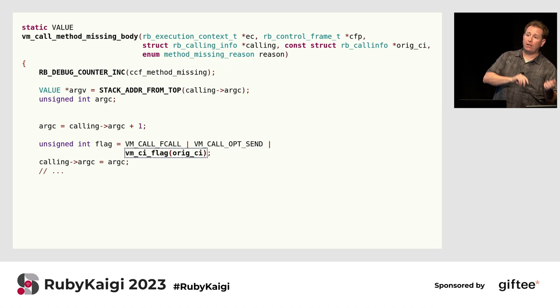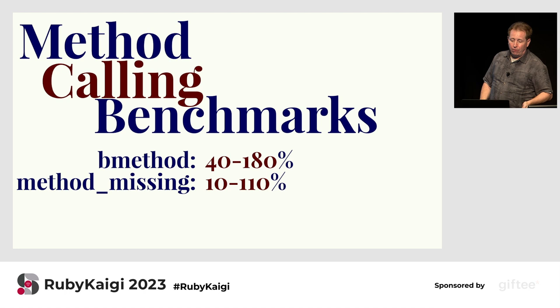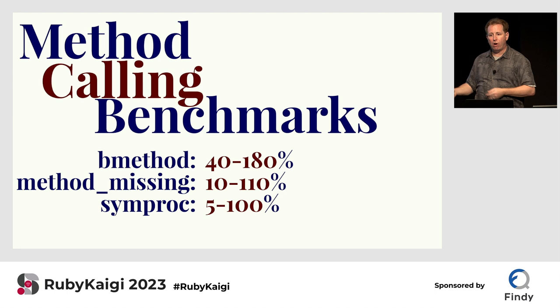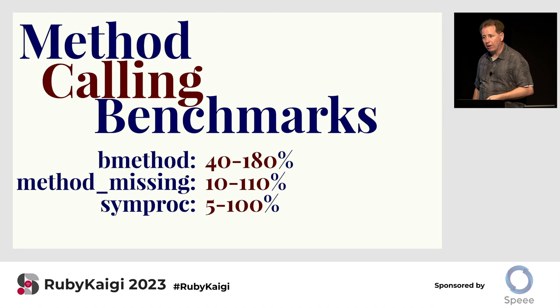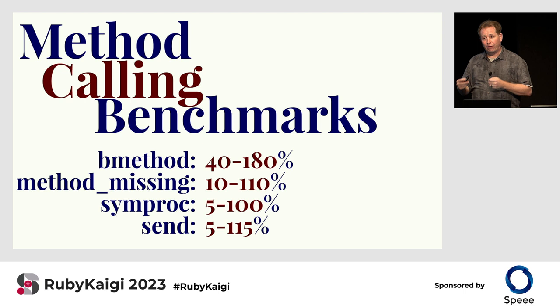So that simple change improved method missing calls by 10% in simple cases and up to 100% for calls involving keyword arguments. I made a similar change for calls to symbol procs, which are procs created by symbol to proc. That improved performance 5% for simple calls and up to 100% for keyword argument calls. I also made a similar change for method calls using send, which improved performance 5% for simple calls and up to 115% for keyword argument calls.